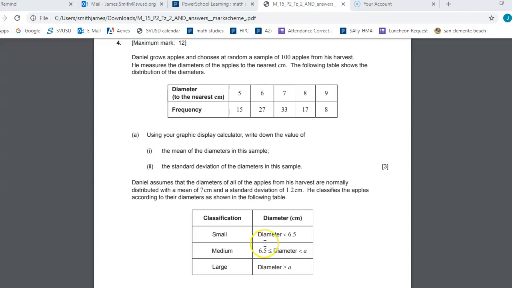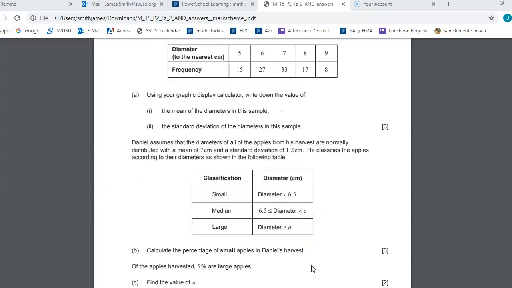And then you can put in, like on this one, they want everything less than 6.5. So my lower bound would be negative infinity. 6.5 would be my upper bound. And then you can put in the mean and the standard deviation, and that's going to help give you the answer for that one.